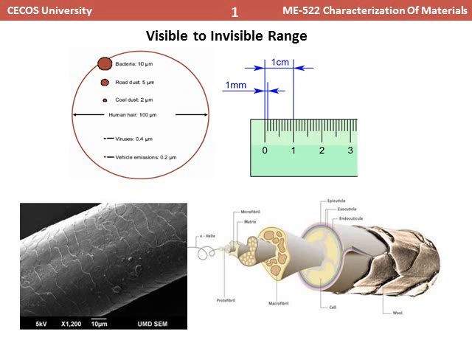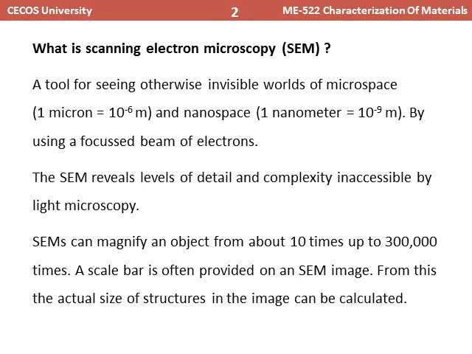So the things that look very simple and naive by the naked eye are not simple. They are complicated structures, and these complicated structures behave differently if we view them by scanning electron microscopy. So now we are on the topic of today's discussion. What is scanning electron microscopy?